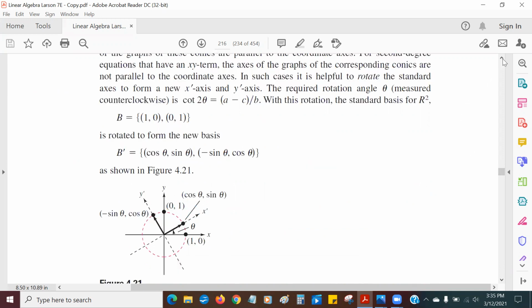Sometimes, if you have an xy term, you're going to be at that oblique angle, and sometimes it's helpful to rotate the standard axes to form a new x-axis and y-axis. The required rotation angle theta is found by cotangent of 2 theta equals a minus c over b. That's how we figured this out. A, B, and C are from the original equation.